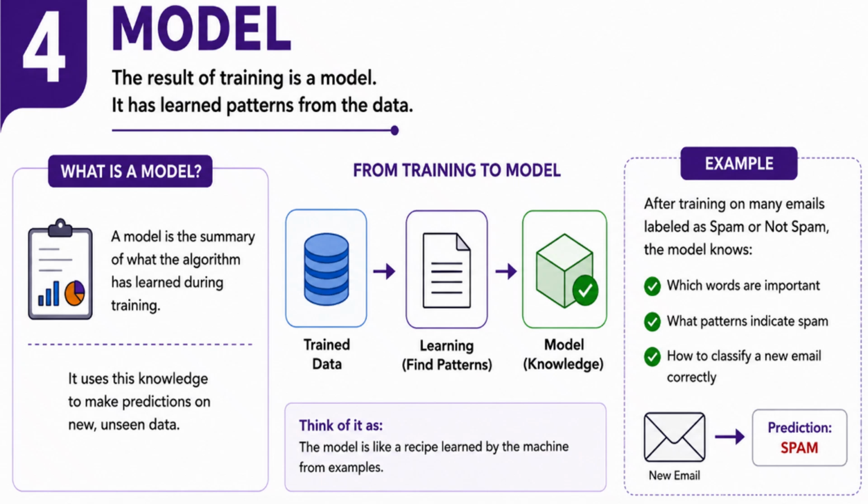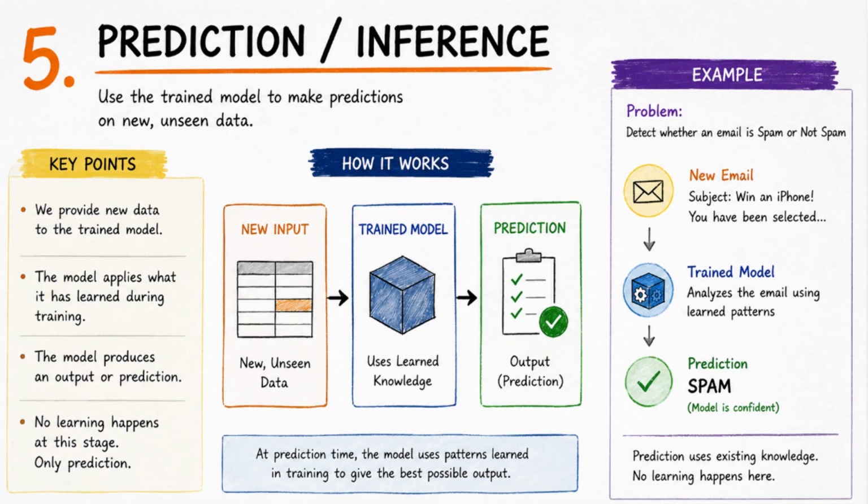For example, if we are building a spam email detector, the model learns which patterns are commonly found in spam emails and which are found in genuine emails. When a completely new email arrives, the model uses those learned patterns to decide whether it's spam or not spam. Once the model has been trained, it's ready for the next step, prediction, also known as inference.